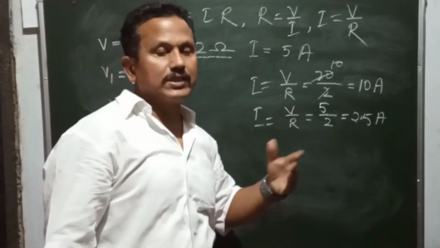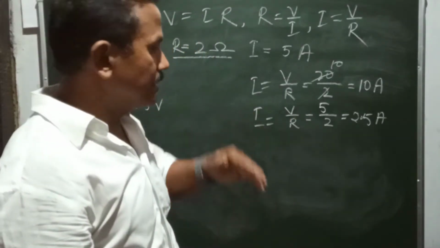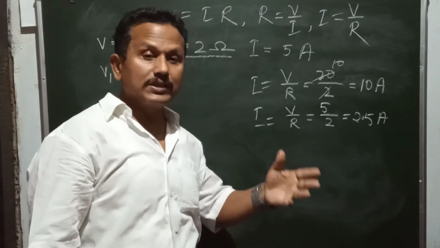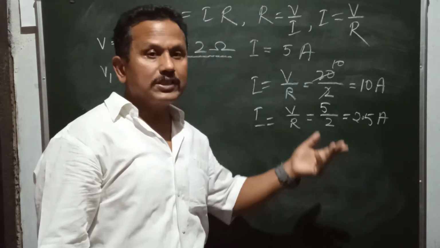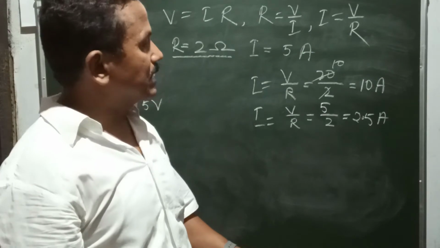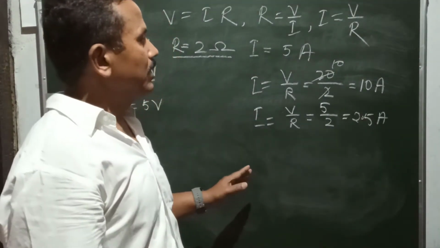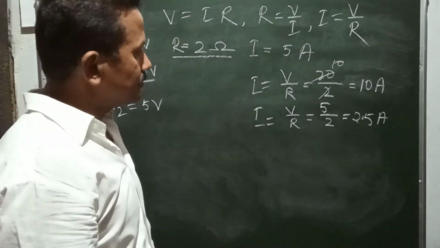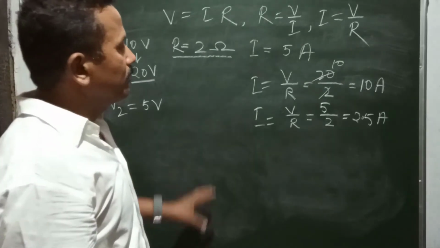If potential difference increases, current will increase, and if potential difference decreases, current will decrease. But remember, as many times potential difference increases, so many times current also will increase. And if the potential difference decreases, in the same manner, current also will decrease. That's a very simple and easy way to understand this particular law. I don't think you have any problem in understanding this law now.